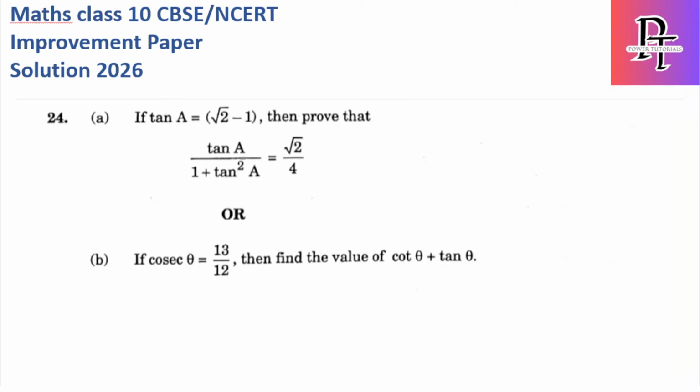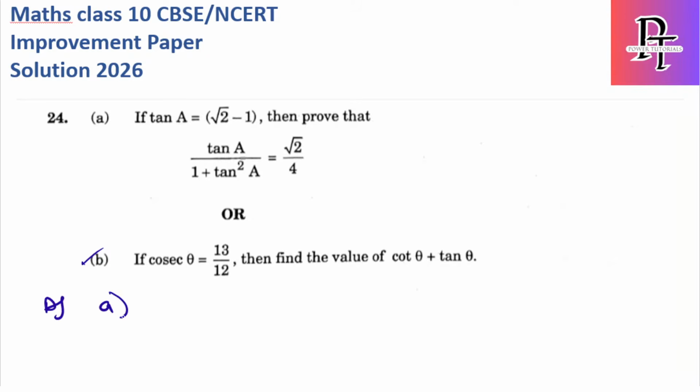So what is 24th? We have an A or B option, whether you have to solve A or B. So if I know the portion, I'll definitely choose the B part because it's a direct question. We have the cosecant theta value and it's simply asking cot theta plus tan theta. This is much more straightforward. Whereas here we need to use tan A. So okay, substitute the tan A here and get the value. So both are almost similar. So we'll do both A and B.